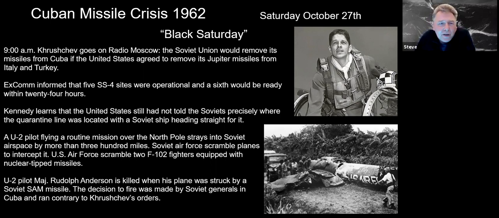Then a U-2 pilot flying a routine mission over the North Pole strays into Soviet airspace by more than 300 miles. The original story was that he got disorientated and just strayed a little bit into their airspace. It was actually 300 miles in.